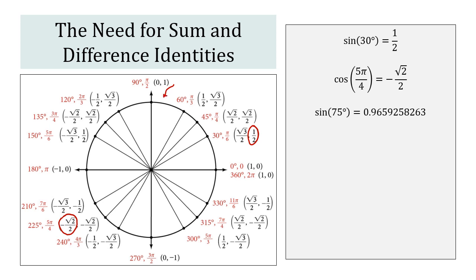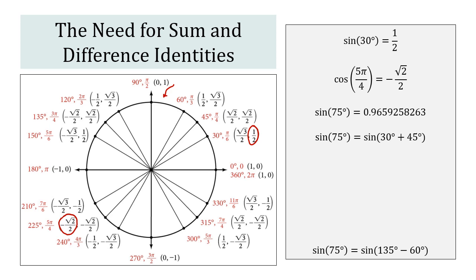The problem with this answer is that it's an approximation. To get an exact answer, we need something else. What that something else is, is to rewrite the given angle in terms of two common angles. So, in this example, we could write the sine of 75 degrees as the sine of the quantity 30 degrees plus 45 degrees, or even the sine of 135 degrees minus 60 degrees. But then what do these equal?